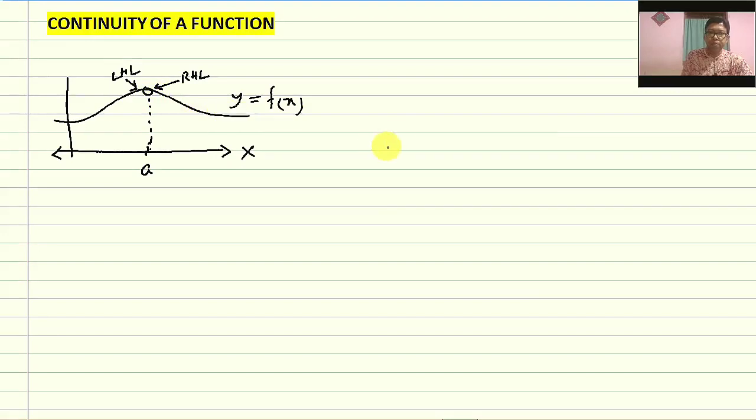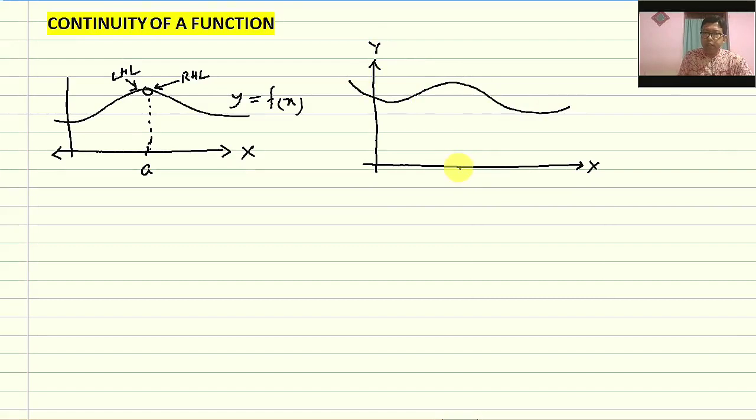I take another one, say this one. This is the domain line, x-axis, this is the y-axis, range line. Suppose another curve is like this. Say the point again I take, this is A, x is equal to a. And again there is a hole. But you will find that the function is defined at the point x is equal to a, because you will get the value of f of a. This is actually f of a.